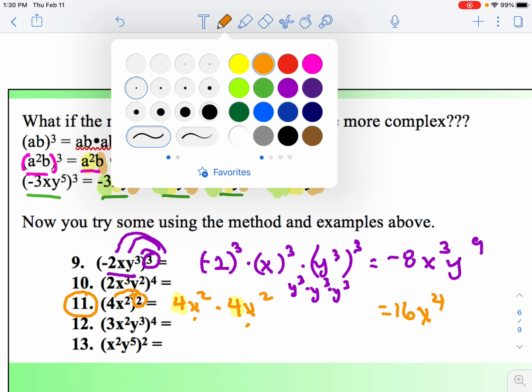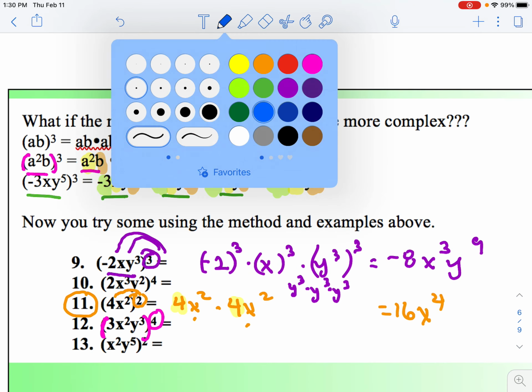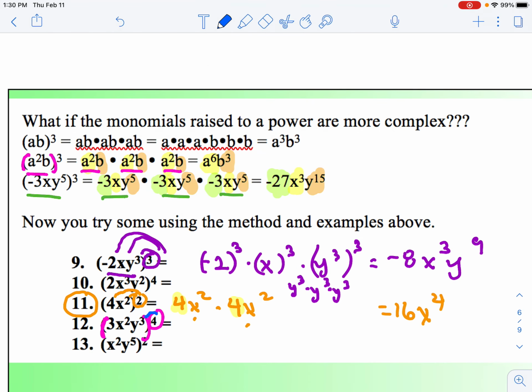Okay, I'll show you one more time on this example. I'll go down here to this example right here. And basically when you have something, notice this whole parenthesis right here is raised to the 4th power. So you have to take each of the pieces inside there and raise it to the 4th power.